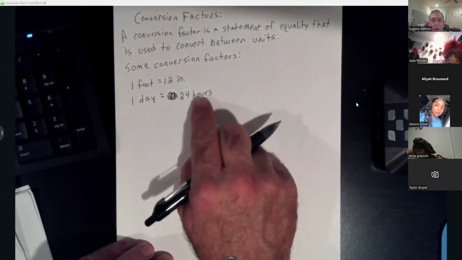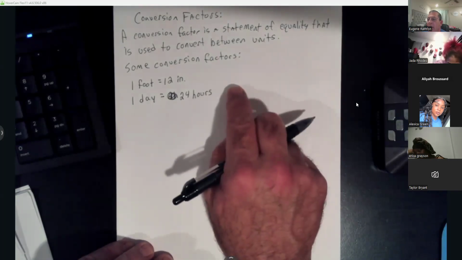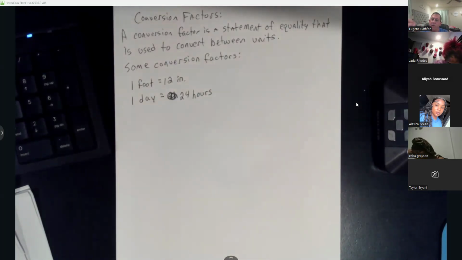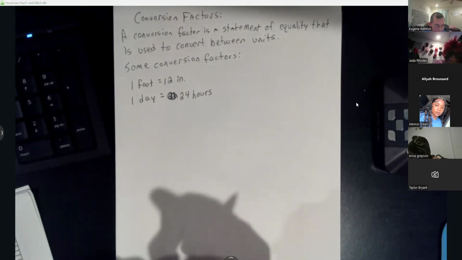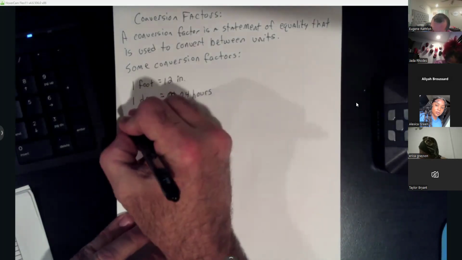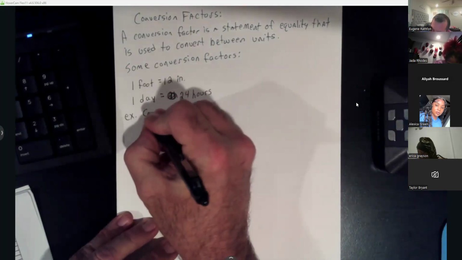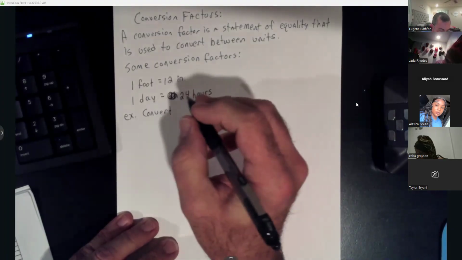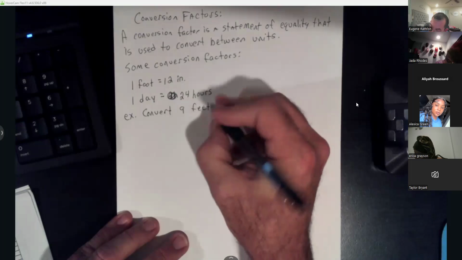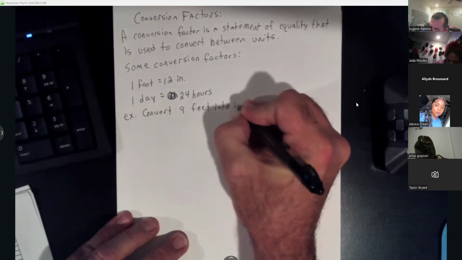I could also convert 24 hours. Each hour I could do in minutes. And then I could also convert minutes into seconds. Okay, so conversions get me from one unit into another one. So let's just do an example here. We're going to convert 9 feet into inches.